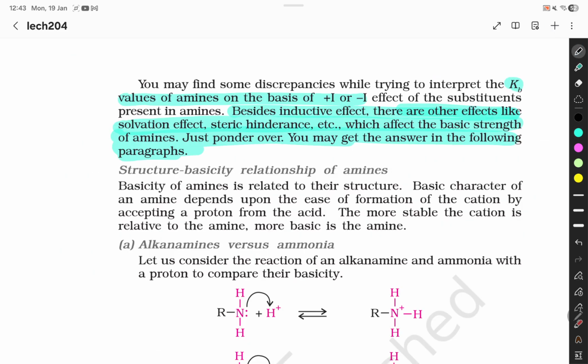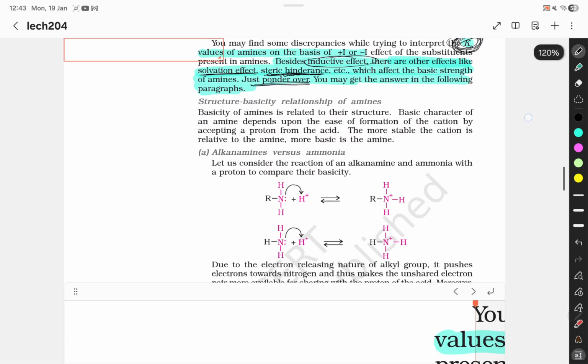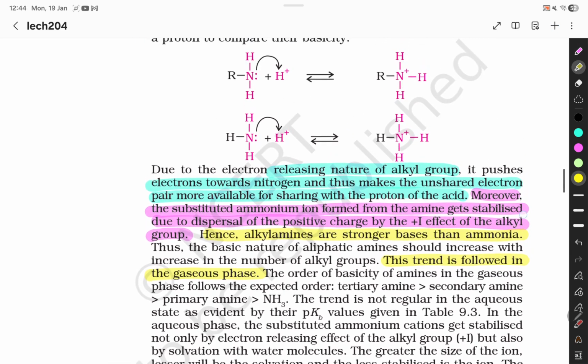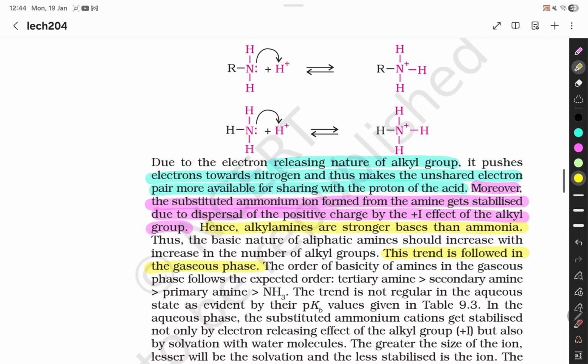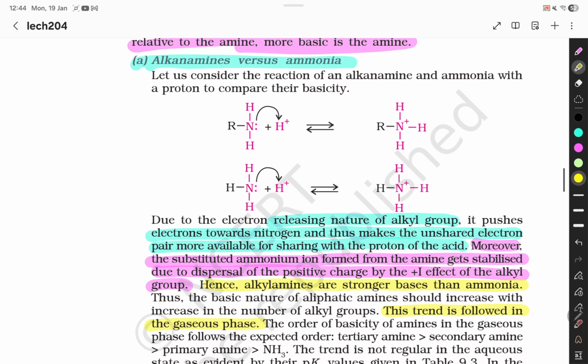See, this is why they can ask steric effect in JEE Mains, because they have given that steric hindrance and solvation effect all affect the Kb of amines, okay? Basicity. And they told us to ponder over it, but obviously we cannot because it's something that's not there in their book. So in gaseous phase, it is said that the order of basicity is normal for regular alkanamines.